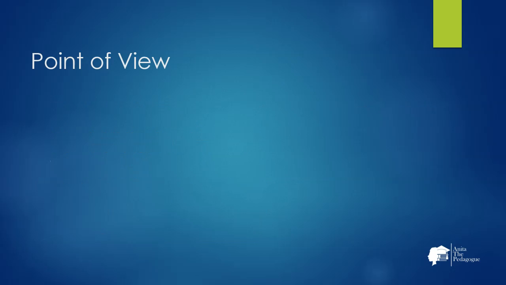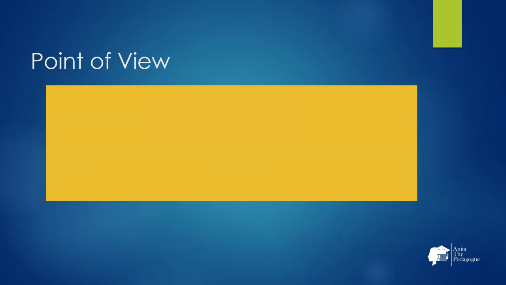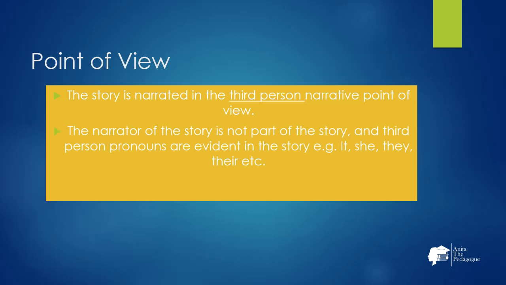We move on to look at the point of view. So, the point of view is the angle from which the story is told. And this story is narrated in third person. This is because the narrator of the story is not a part of the story. And so we see the use of the third person pronouns: it, she, they, their. And so we know that this story is being told from the third person narrative point of view.